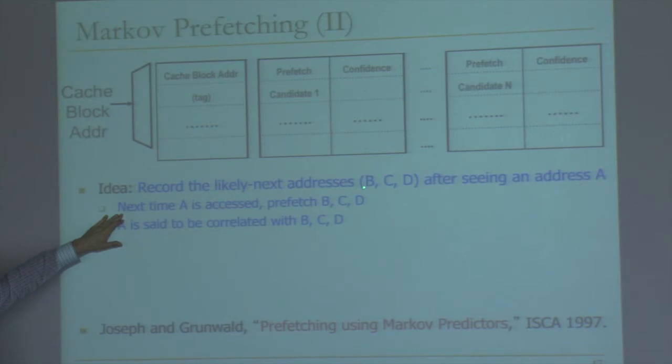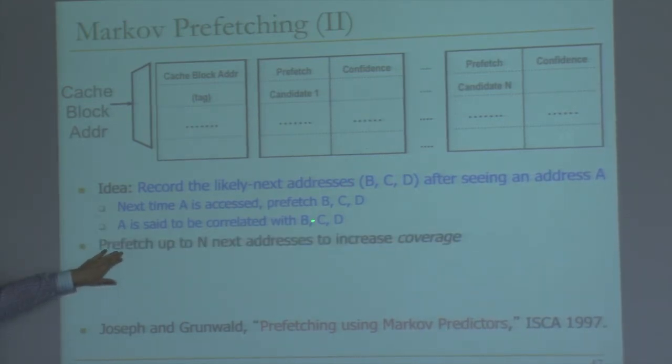Now you can decide on prefetching only B, the most likely one, if you record enough information. That may be a lot of information to record. In this case, A is said to be correlated with B, C, D, because B, C, or D comes right after A is accessed. That's the idea of a correlation prefetcher. And you can prefetch up to n next addresses to actually increase coverage. Instead of prefetching only B, which is the most likely, you prefetch B, C, D.